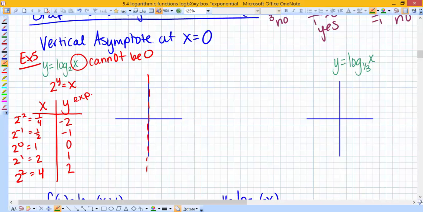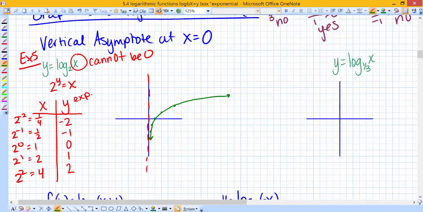X was 1/4 when I plugged in -2. So 1/4, -2. X was 1/2 when I plugged in -1. X was 1 when I plugged in 0. X was 2 when I plugged in 1. And X was 4 when I plugged in 2. And now I can see my graph. There is a logarithmic function graphed.